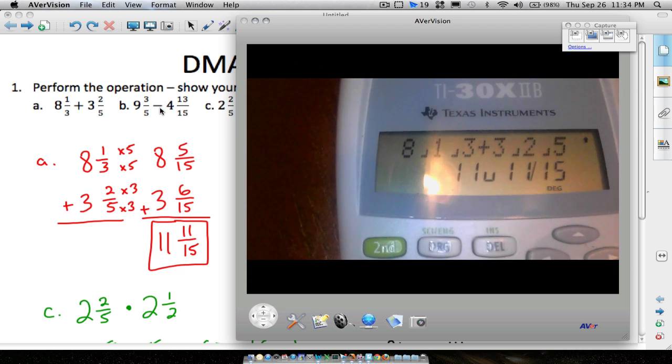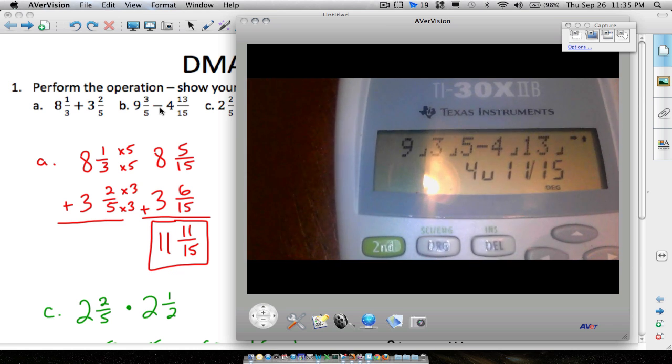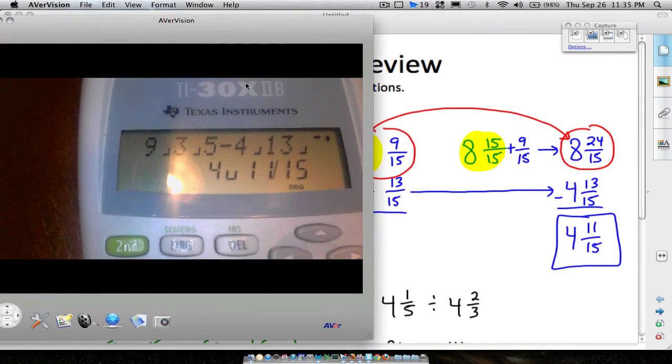So question B, 9 3/5, 9 ABC 3, ABC 5 minus 4 ABC 13, ABC 15. Let's see what we get there. 4 and 11/15. Look at that, matches up perfect.